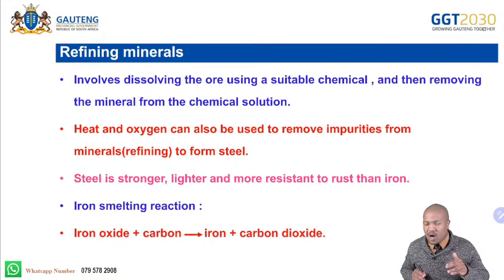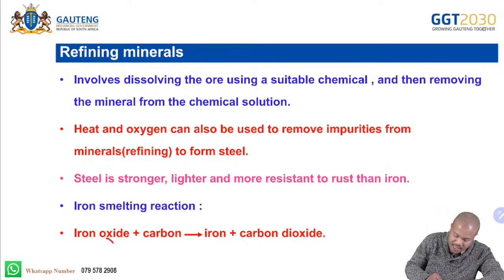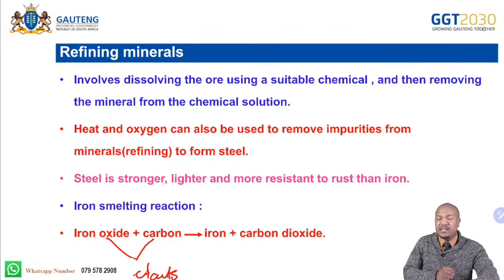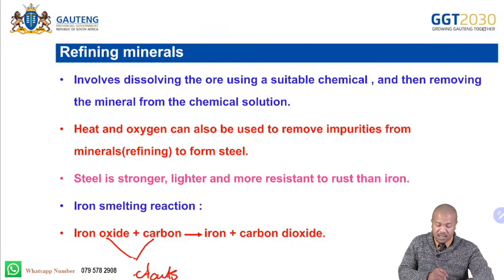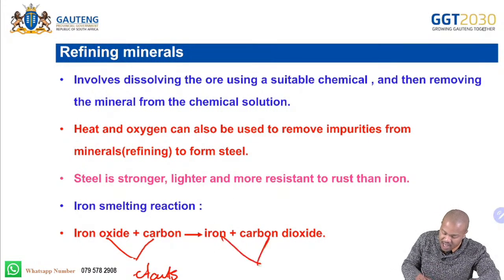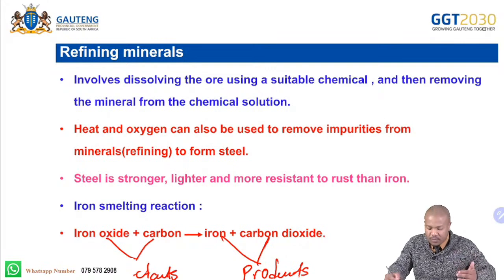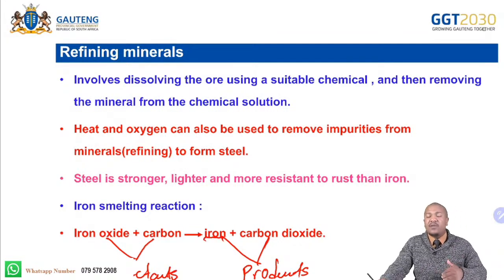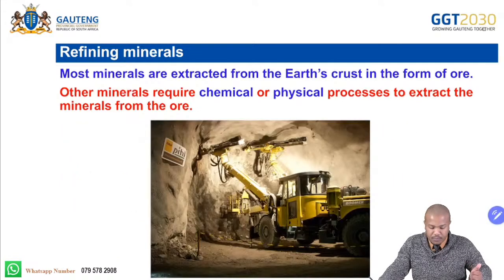So now let's go back to our term 2, when we were talking about chemical reactions. This is how the chemical formula of this reaction looks. We have the iron oxide reacting with carbon as our reactants in order for us to be able to refine iron. We have iron oxide plus carbon to form what? Iron and carbon dioxide as our products. Then the iron is removed from the iron ore.